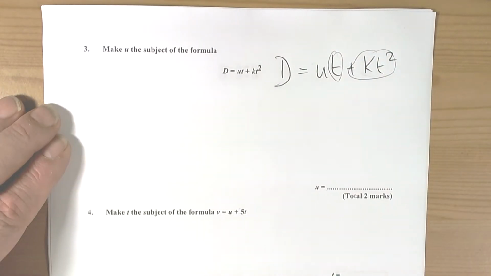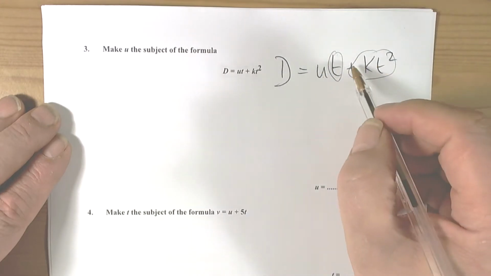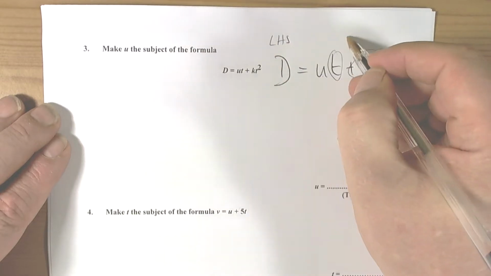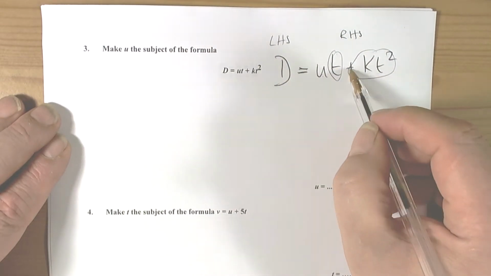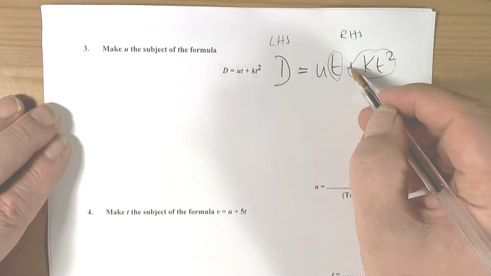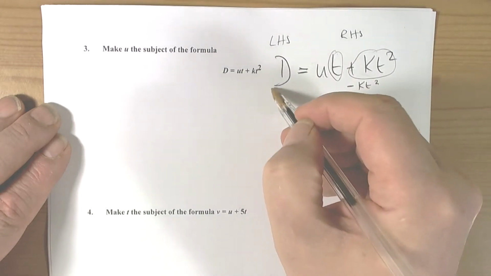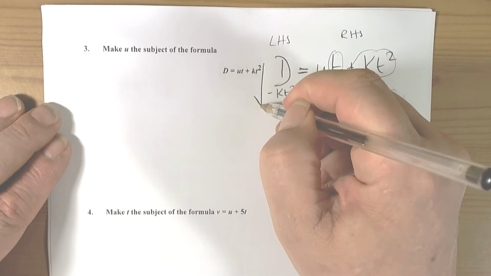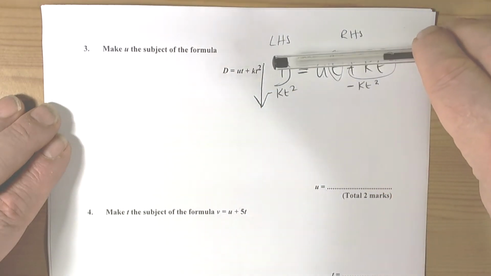And quite often you can move a whole term if it's not involved in the letter that you want as the subject. When we move things from left hand to right hand, we tend to think of this as a left hand side and right hand side of the equals. So this needs to move, so it needs to become 0. The opposite of adding is taking away. So we're going to take away kt squared from that side, and then we're going to take away kt squared from that side. It's important that when we're writing the next line of our answer, we come top downwards.